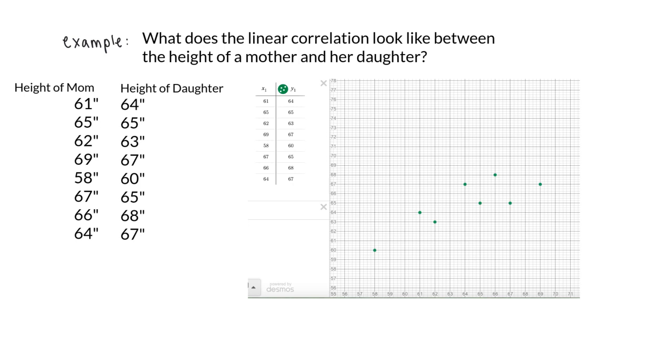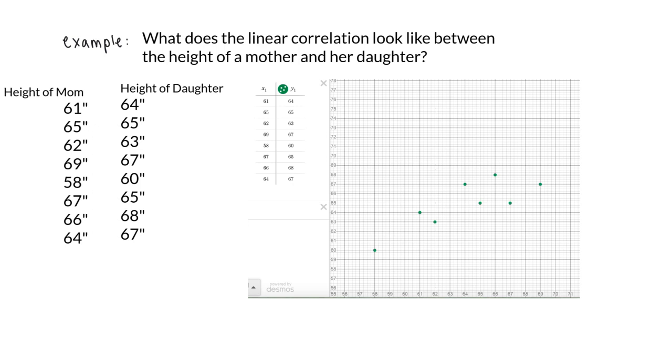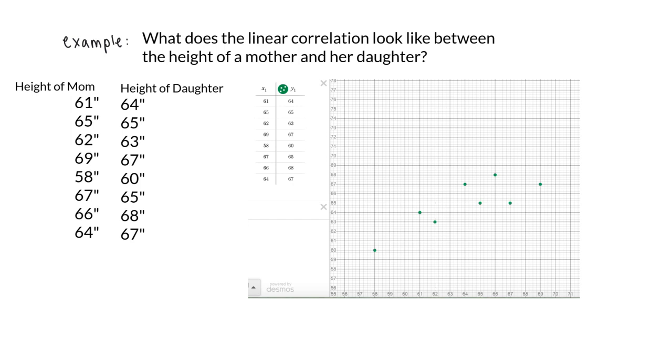Let's do an example with some data. Suppose I take a random sample of mothers and daughters, and I see how tall each mother is and how tall their adult daughter is. So for one mother and daughter pair, the mom was 61 inches tall and the daughter was 64 inches tall. And then we have 65 inches and 65 inches, 62 for the mom, 63 for the daughter, etc.